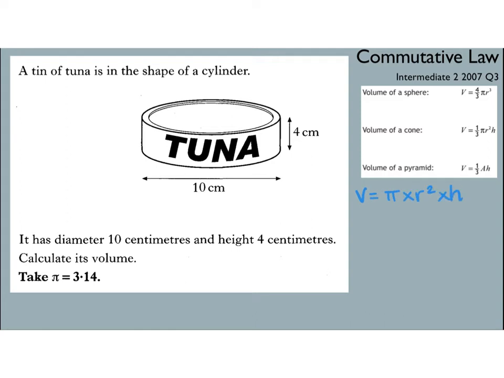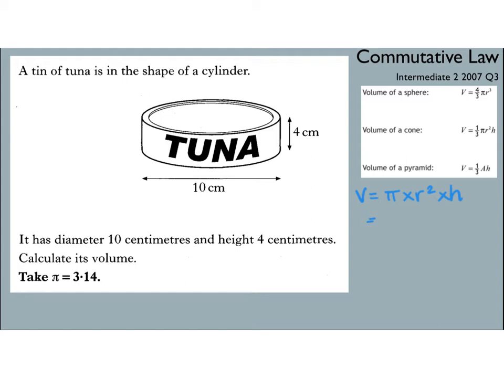Now cylinder starts with a C and cone starts with the letter C. So here's a wee trick that I sometimes teach my classes. The volume of a cone has almost the same formula as the cylinder. The only difference between the cone formula and the cylinder formula is there's no third. So if you forget your cylinder one, look at your cone, take the third off, and there's your cylinder one. That's my wee cheat for that.